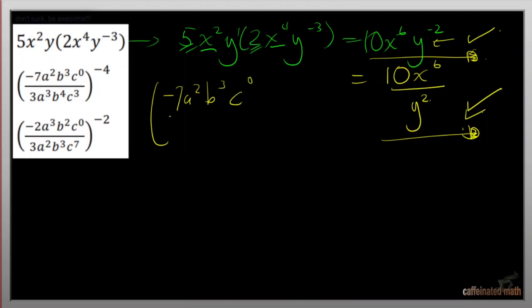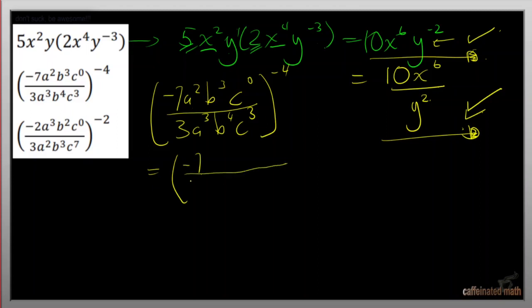c to the power 0 all over 3a cubed b to the power 4 c cubed, and everything to the power negative 4. So again we follow our process. Well, 3 and 7 being prime numbers, there's absolutely nothing we can do about that, so we leave our negative 7 over there. And then the same with our coefficient at the bottom. That's the simplest form it can take.